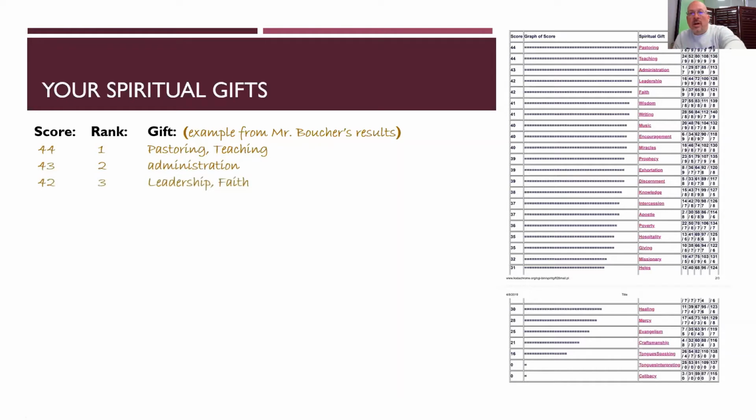We continue to go down looking for the 42s next. That's my third set of gifts, which is leadership and faith. We continue on. My fourth is 41. There are two 41s as well, wisdom and writing. And then my fifth one, which are 40s, there are three of them: music, encouragement, and miracles.